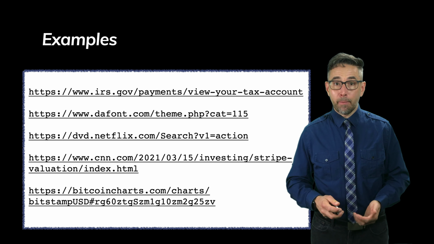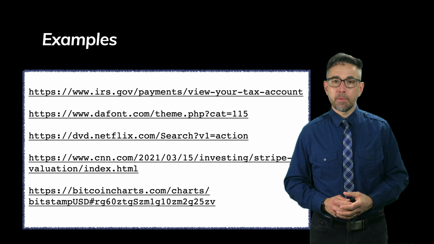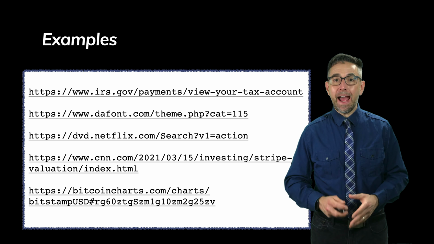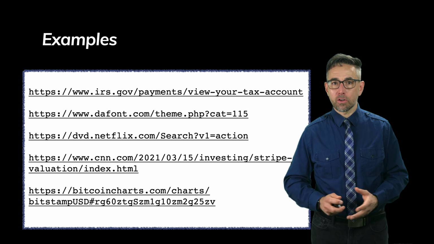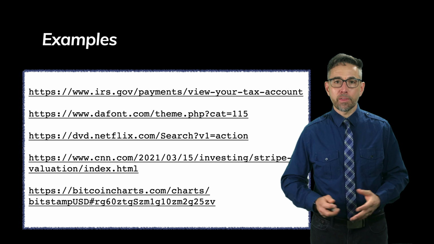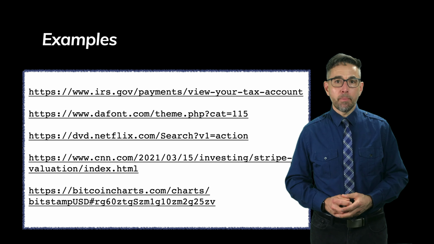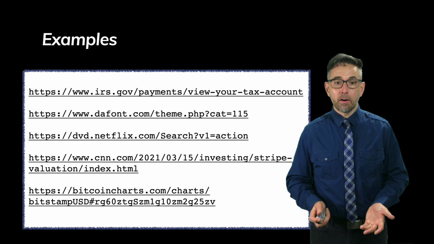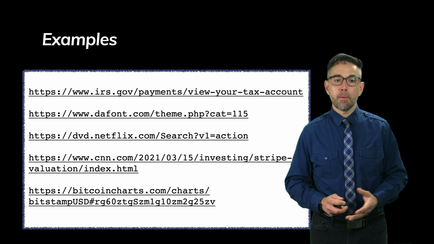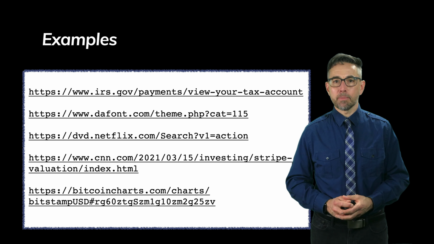And in this particular example, you can see that the host is netflix.com, but the subdomain is not www, it's dvd. You can see that the file path is /search, and then there's this additional resource, this additional query at the end. CNN.com has a long file path ending with a file called index.html. And then bitcoincharts.com, you notice, doesn't have any subdomain at all. It's just a domain, just a host. And you can see that the resource, bitstamp.usd, has a fragment, and the fragment has a very complicated syntax there.